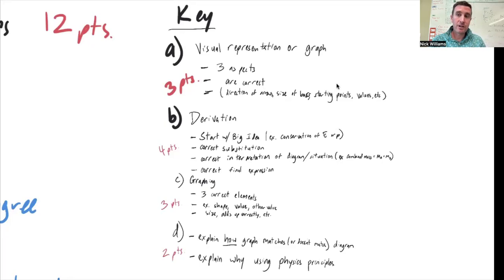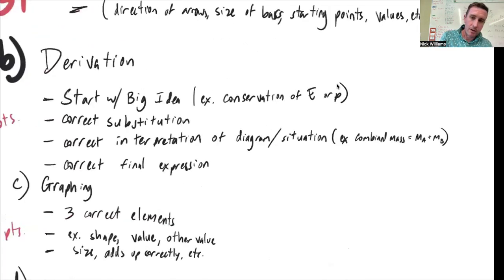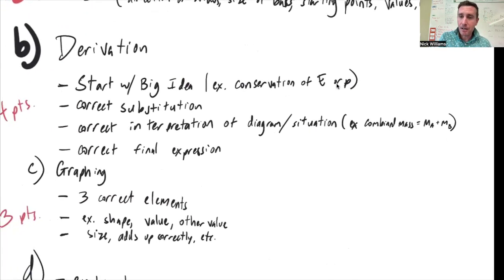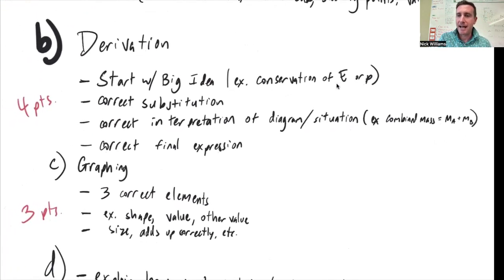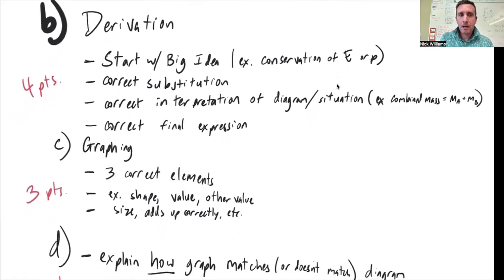Maybe it's another equation, like I started with energy and then I have to sub in some kinematics parts or some force parts. You have 1 point for correctly interpreting the diagram or the situation. So, for example, when the two blocks combine and stick together, their combined mass will be MA plus MB. And so instead of just including M, I represent that final mass as MA plus MB. And then 1 point for the correct final expression, the correct final answer for your derivation.